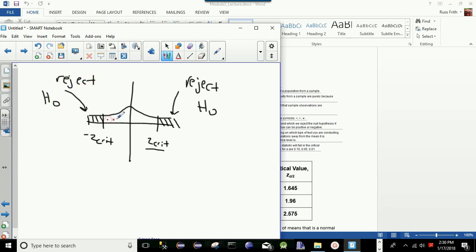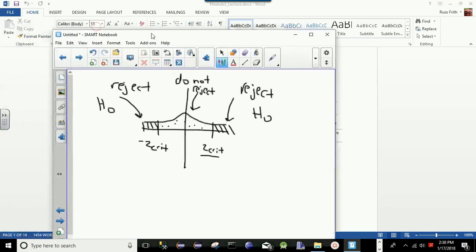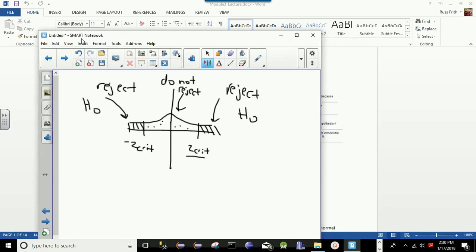But if your test statistic that you will calculate is between these two values, then you do not reject H naught. Okay, your null hypothesis. Do not reject. So the conclusion is that the inference you're making about the population is due to chance. All right, so more on that later. This is a little bit on the abstract side. I'll make it more meaningful very shortly.